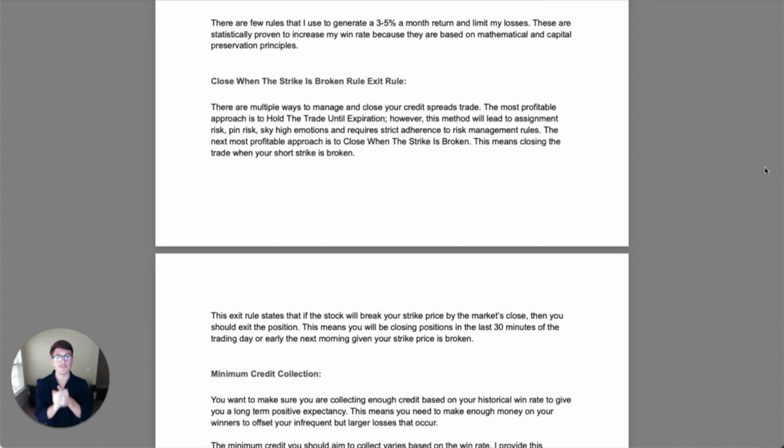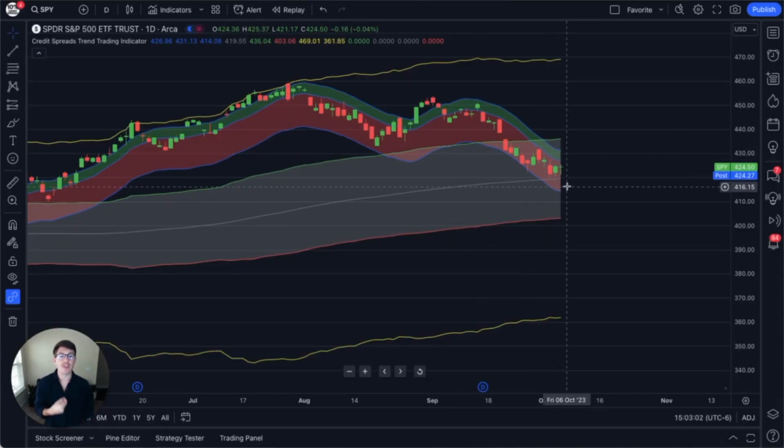So let's discuss it. First is our stop loss rule. This helps us mitigate our loss so that every one winner will offset one loser and vice versa. How we set this up is we exit when our strike price is broken. As you remember, when we're setting up trades, we pick a level we think the stock will stay above.